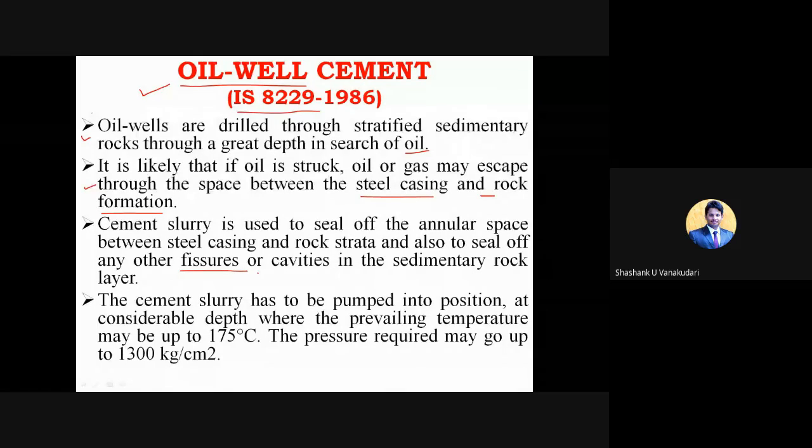Here the cement slurry has to be pumped into position. Once you start getting the oil or gas from particular portions, at that time you need to start penetrating the cement paste within that layer. This cement slurry has to be pumped into those positions at considerable depth, where the prevailing temperature may be up to 175 degrees Celsius. Below the earth the temperature will be more than above the earth, right? So at a certain depth, the temperature increases up to 175 degrees Celsius.